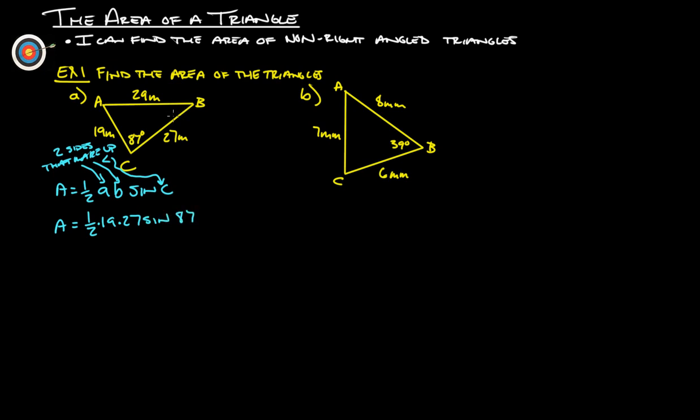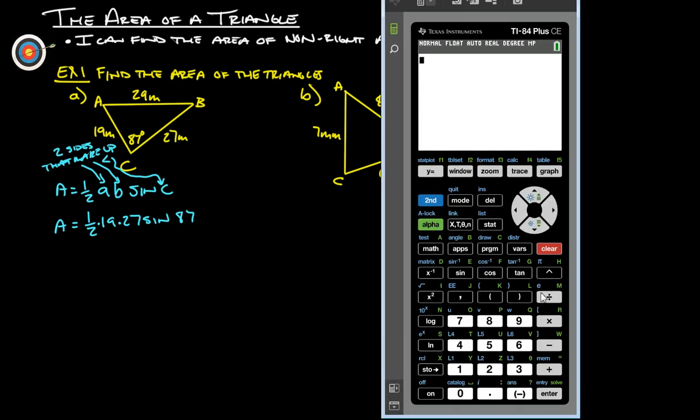If the 87 happened to be in here, then it would be 1/2 of, and then we'd do 29 and 27, sine of 87. If the 87 was over here, it'd be 1/2 times 19 times 29. So it's just the two sides that make up that angle. Okay, so we can put this into our handy dandy calculator and see what we get.